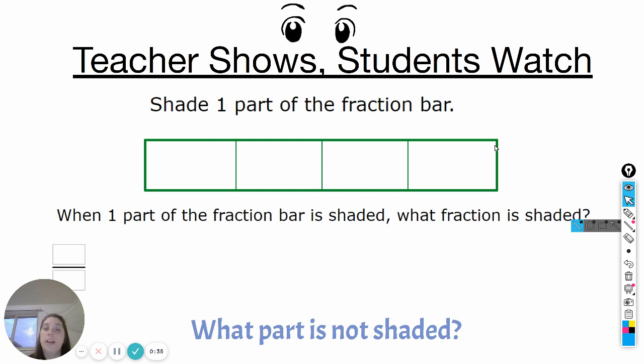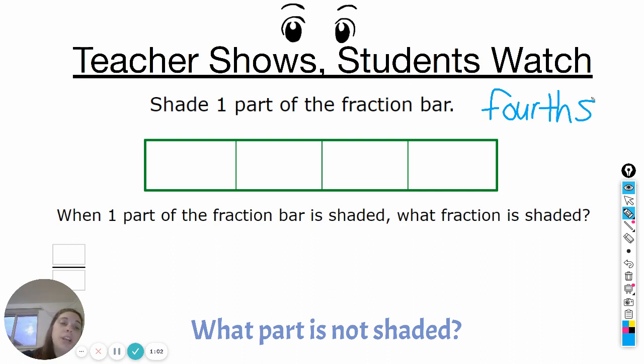You can see we have a fraction strip here. If we count the pieces in the fraction strip, there are 1, 2, 3, 4. So the fraction strip we're looking at is fourths. And it says shade one part of the fraction bar. So shading is coloring in, so I'm going to go ahead and color in one part of the fraction bar.